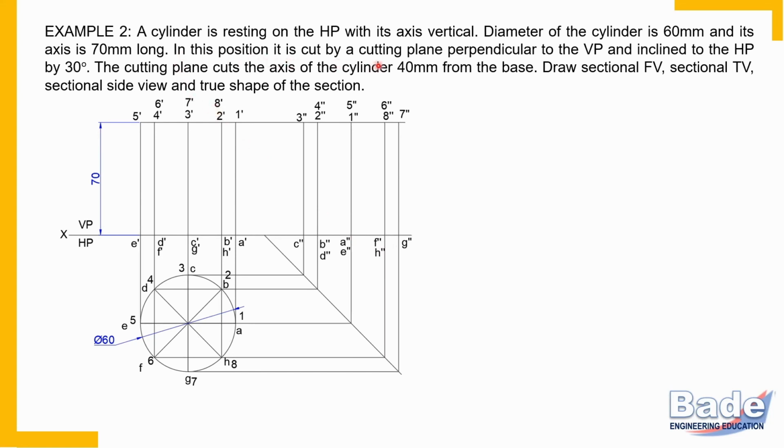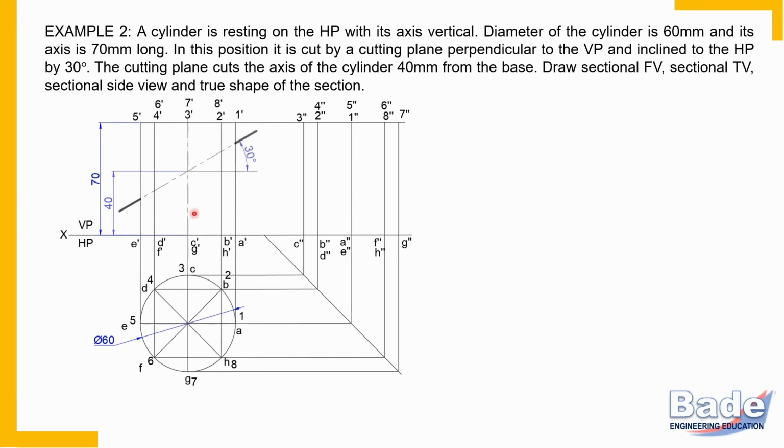In this position, it is cut by a cutting plane perpendicular to VP. Remember once again, if a cutting plane is perpendicular to VP, it appears as a line in the front view. So we are going to draw a line in the front view, inclined to HP by 30 degrees. So line at an angle of 30 degrees. And the cutting line cuts the axis of the cylinder 40 millimeters from the base. So where is the axis? From the center of the circle, the vertical line is the axis of the cylinder. So on the axis, from base, measure 40 millimeters. And through this point, you draw the required cutting plane.